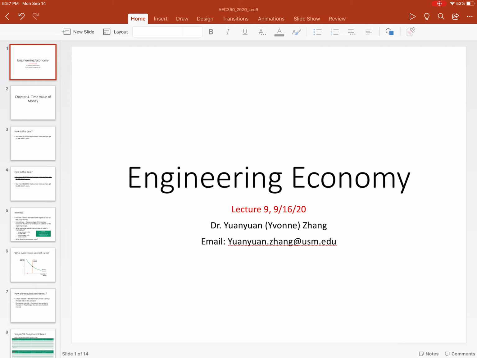In the previous class, we finished chapter 3. It's all about the techniques to estimate the cost. And we said cost estimating is the foundation of chapters 4 and 5. The reason is that in chapter 4, you will learn cash flow diagrams, which will describe your cash flow incomes and outcomes during the lifespan of your project.